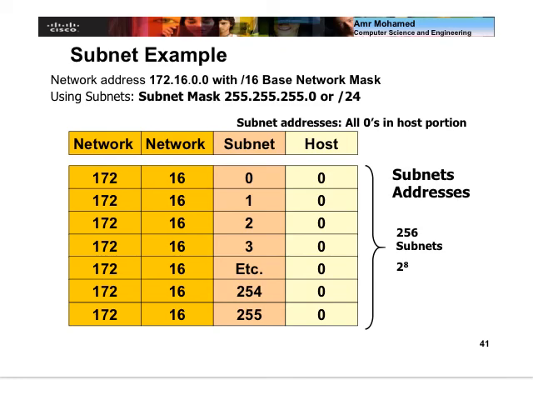So this is an example. If we have a network which is 172.16.0.0, then we want to subnet this network. One simple way is to say, okay, I will borrow the whole byte, the whole third byte, to indicate the subnet. So this is what we call the subnet number: 0, 1, 2, 3, all the way to 255. This is the subnet number.